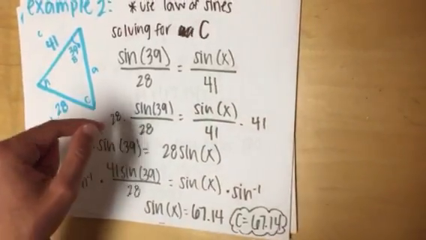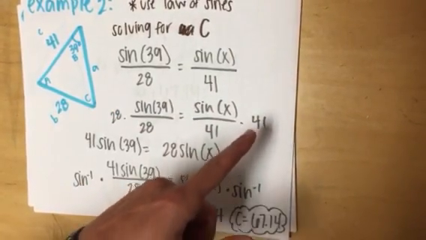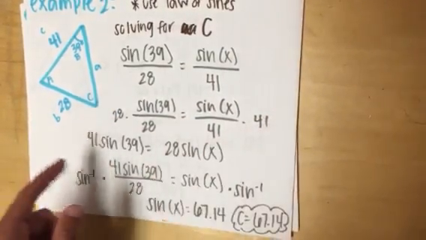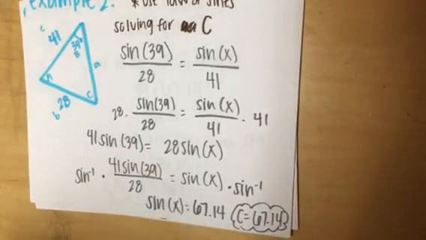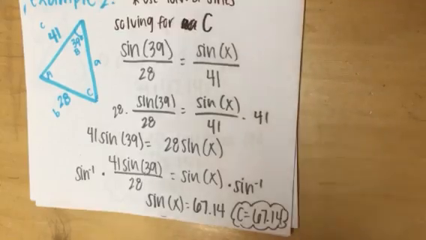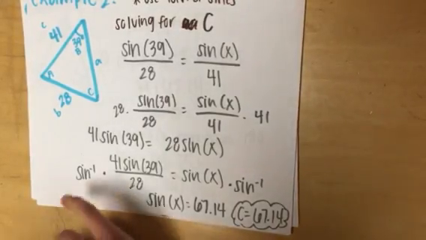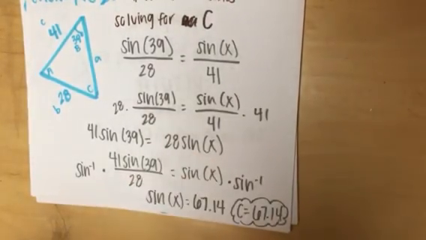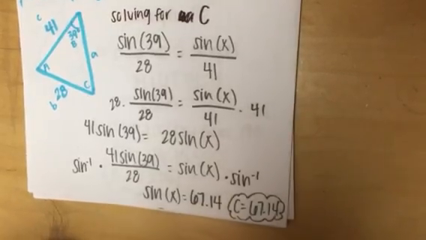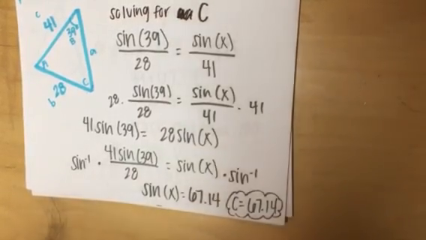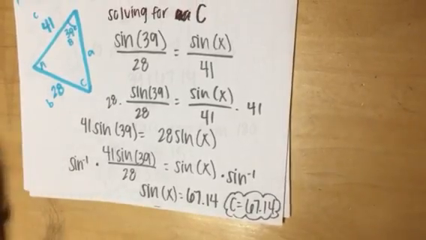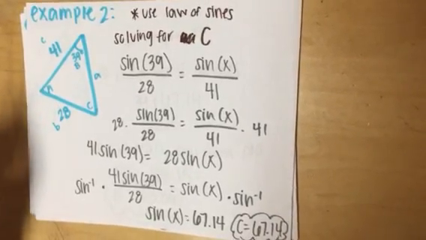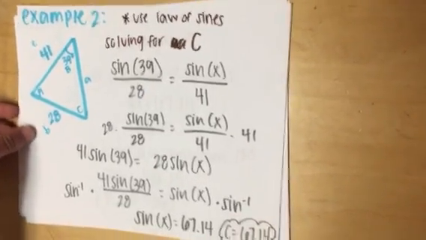And we multiply 28 and 41 to distribute. We get 41 sine 39 equals 28 sine x. We got to use the inverse. We get sine to the -1 of 41 sine 39 over 28 equals x. x equals 67.14. And that is angle C.